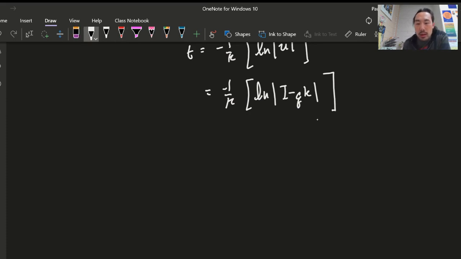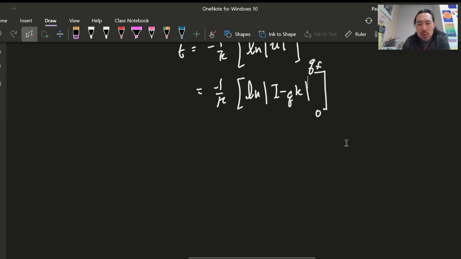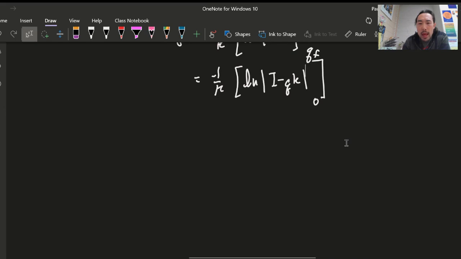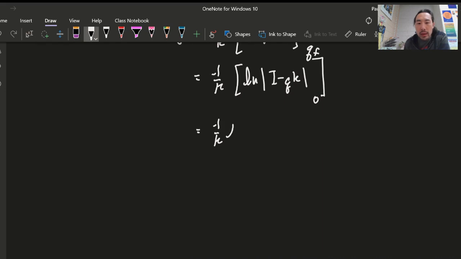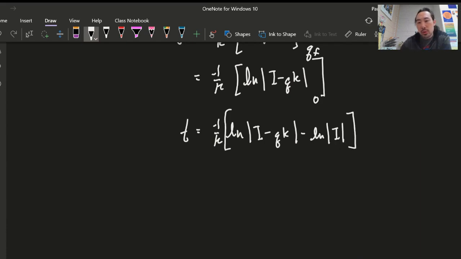So our bounds, our starting amount of charge is 0, and our end amount of charge is Q final, or Q total. So at this point, I'm going to substitute in my bounds into my integral. So we get negative 1 over k, the natural log of I minus q final k, I'm just going to leave that in terms of q, minus the natural log of I. Okay, and all of this is being multiplied by negative 1 over k, and this is equal to time.